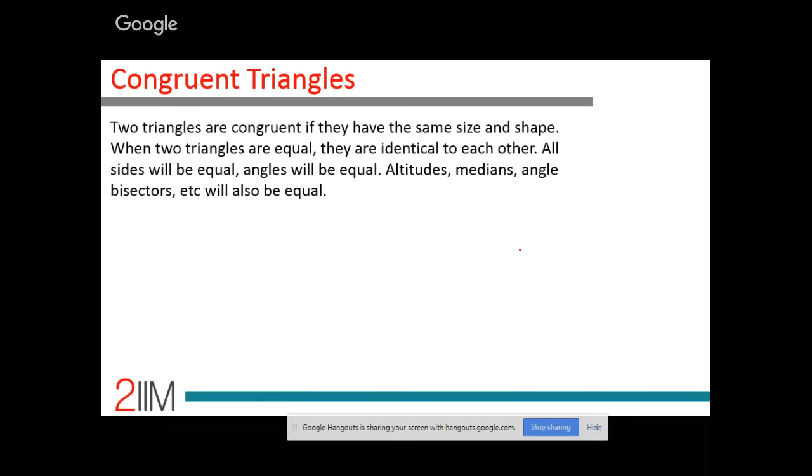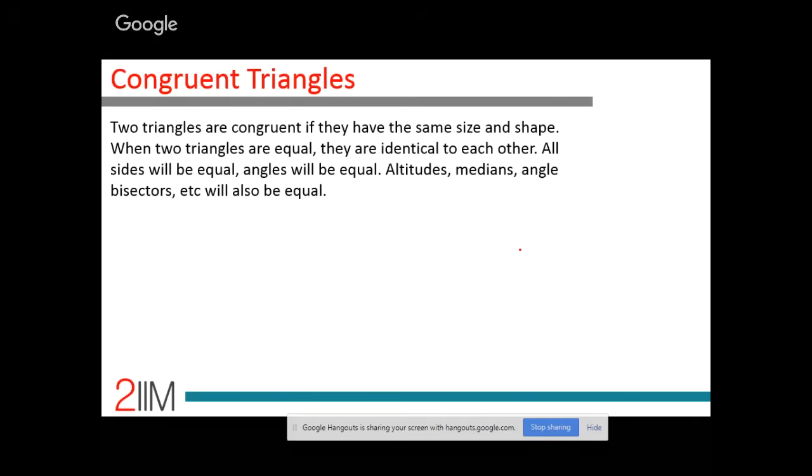Before that, a little bit more theory. Congruence and similarity, two very important ideas. Two triangles are said to be congruent if they are identical: same shape, same size. Every metric of one triangle is equal to the corresponding metric in the second triangle. All sides are equal, all angles are equal, altitudes, medians, areas, perimeters, inradii, circumradii, everything is equal to the corresponding entity.